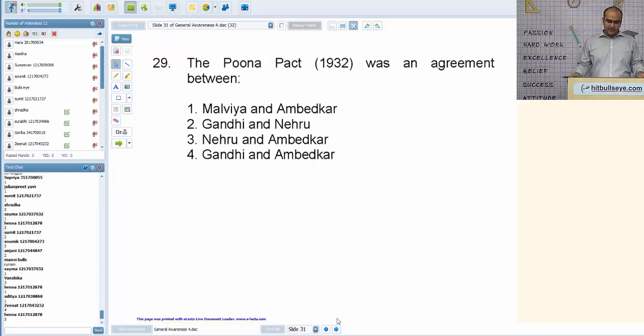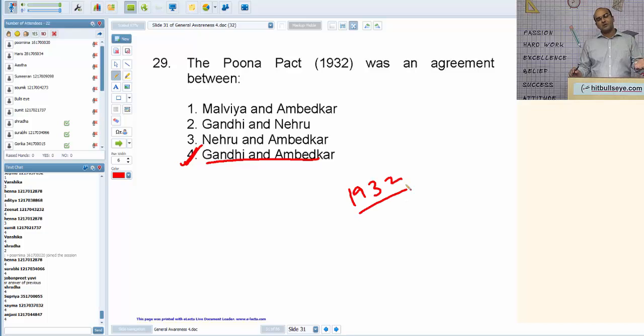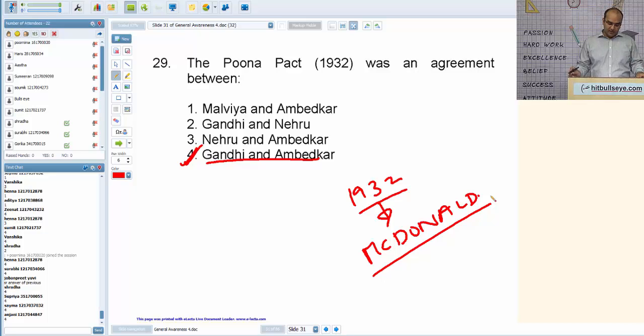Next, the Pune Pact 1932 was an agreement between, the answer to this one is option number 4, Gandhi and Ambedkar. Now, during the round table conferences in the year 1932, an announcement was made which was called the MacDonald Award after Ramsay MacDonald, the then Prime Minister of Britain. He gave communal electorate or reservations in legislature based on a large number of categories of Indians, including businessmen, industrialists, Muslims, Sikhs, Christians, Anglo-Indians, etc.